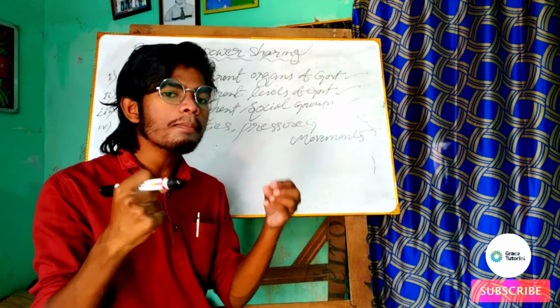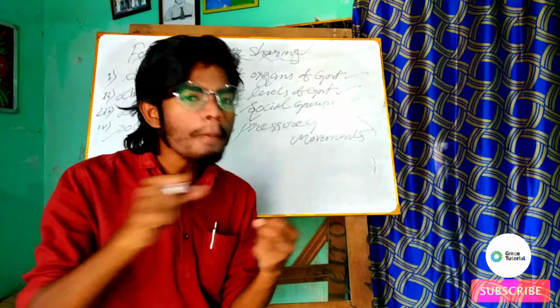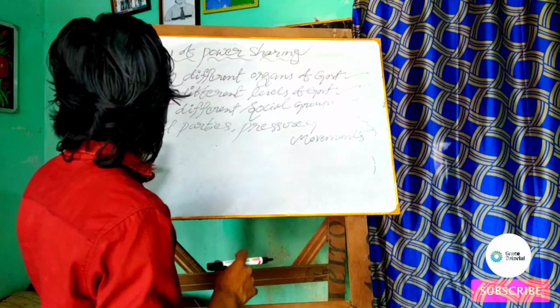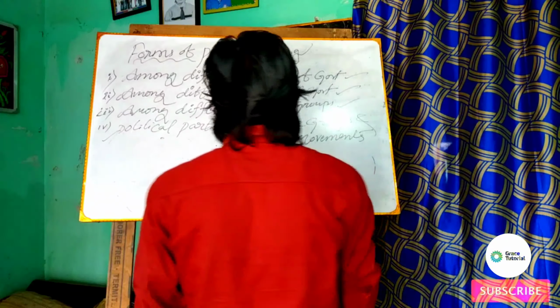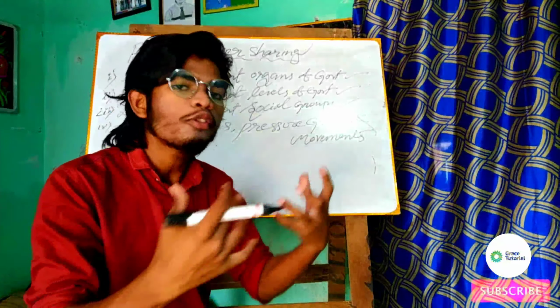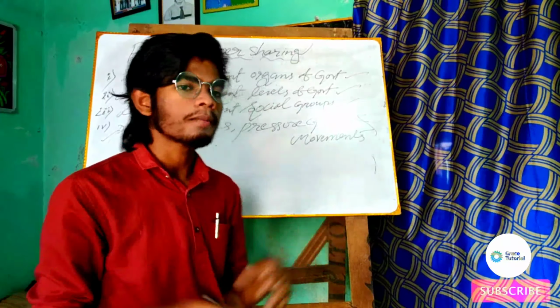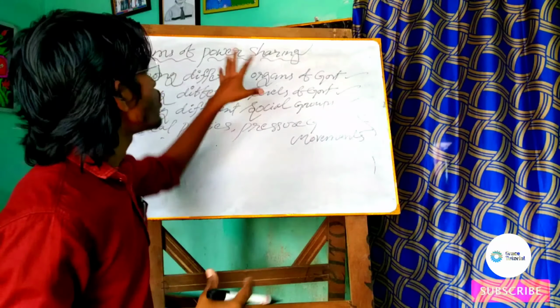Because the different political parties have different ideologies, different thoughts, and different opinions. In this way, power sharing also can be seen in the way of political parties, pressure groups, and the various movements that influence those who are in power. This is what we have discussed in this part, the various forms of power sharing.